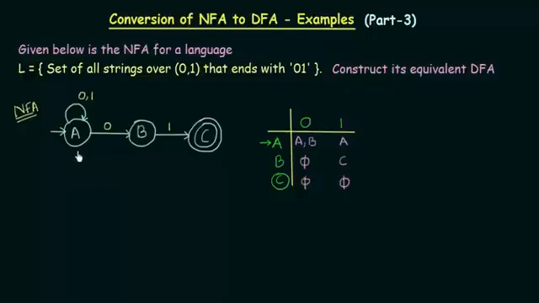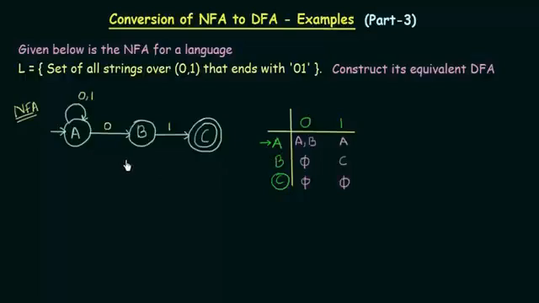Here we see the transition diagram for this NFA, and here we have the transition table. We have three states A, B and C. A on getting input 0 stays in A and also goes to B, and on getting input 1 it stays in A itself. B on getting input 1 goes to C, and that's it. This is the equivalent transition table for that.